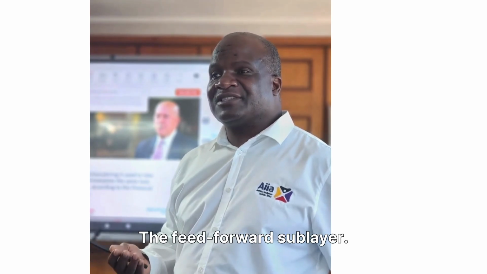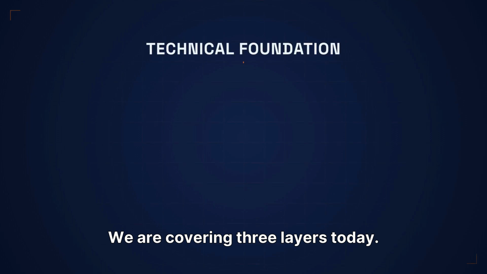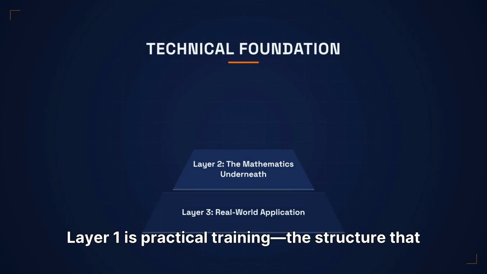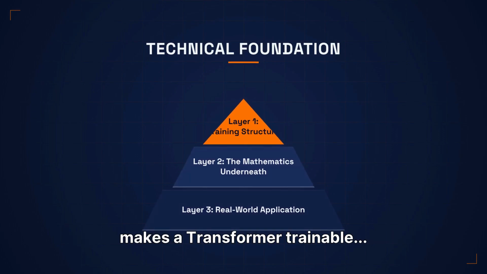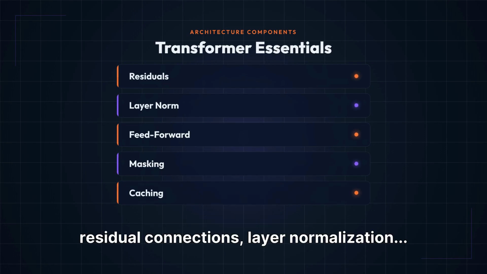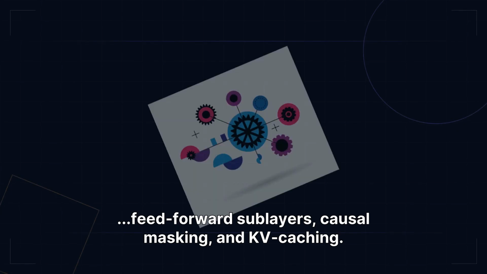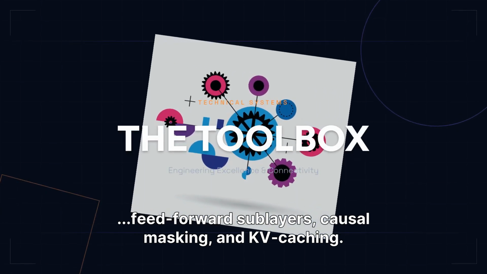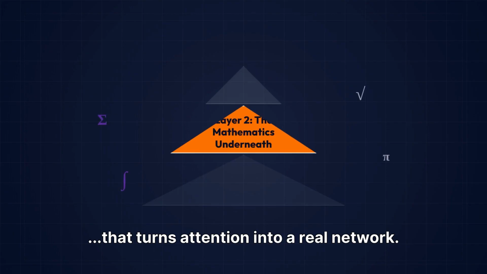We are covering 3 layers today. Layer 1 is practical training, the structure that makes a transformer trainable: residual connections, layer normalization, feed-forward sublayers, causal masking, and KV caching. This is the toolbox that turns attention into a real network.